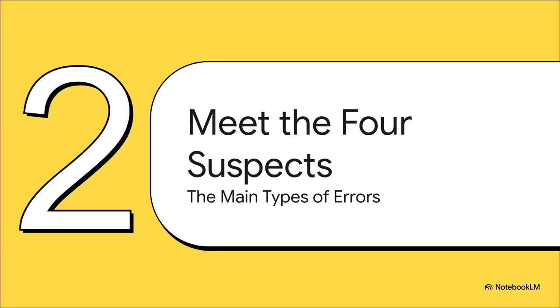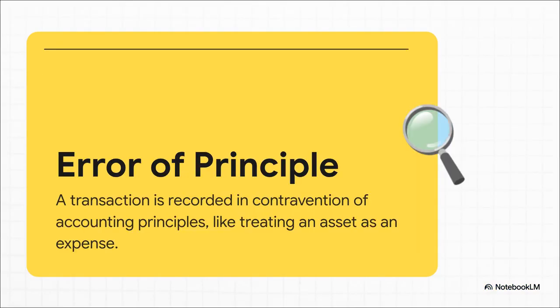Okay, so we know a crime has been committed against our books. Now it's time to meet the potential culprits. In the world of accounting, there are 4 main types of errors, and you can think of them as our usual suspects. First up, we've got the imposter, also known as an error of principle. This is when you do the mechanics right, a debit here or a credit there, but you completely break an accounting rule. For example, say you buy a new computer, which is an asset, but you accidentally record it as a daily office supply expense. Now here's the really sneaky part. Because the debit and credit amounts still match, your trial balance will look perfectly fine.